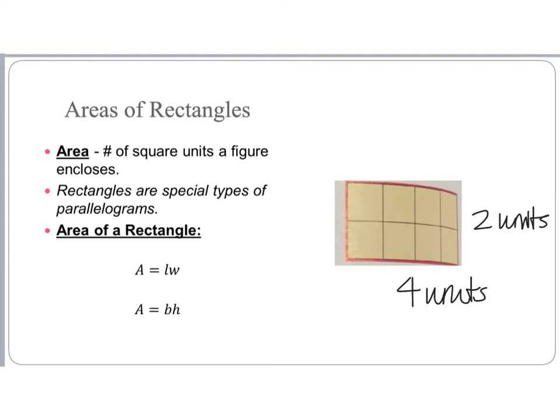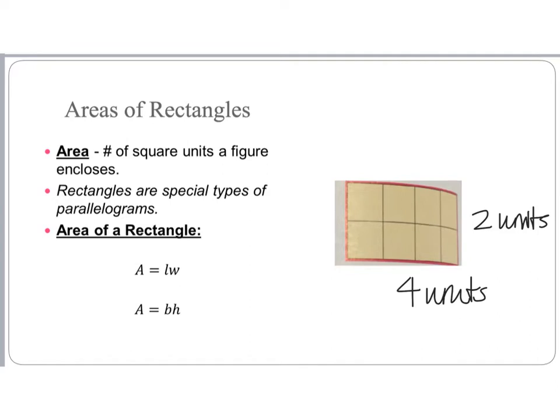So here you can see that if I wanted to find the area, I could count the individual squares. So we've got 1, 2, 3, 4, 5, 6, 7, 8. So I have 8 square units would be one way to do this. But mathematically, because this is a rectangle, which is a special type of parallelogram, we could also use a formula.